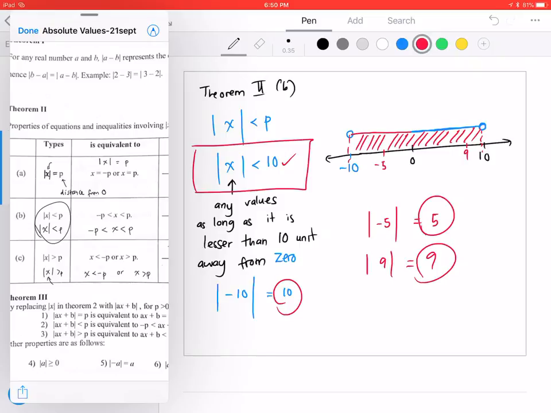So how do you write the expression for this? Your x now, let me use another color. Your x now could be bigger than negative 10 and less than positive 10. So in interval notation, bigger than negative 10, less than positive 10, like that. So that is how you solve this simple inequality equation.